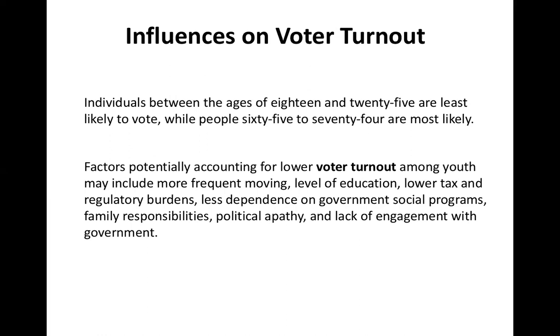Individuals between the ages of 18 and 25 are least likely to vote. College students, they don't really seem to get why it's so important, which is why I hope you take that from this class. Now, people who are older, 65 to 74, are more likely to vote. So, youth, frequent moving, their level of education, lower tax and regulatory burdens, less dependence on social programs, lack of engagement with government activities, apathy, and your family. Those all cause low voter turnout.